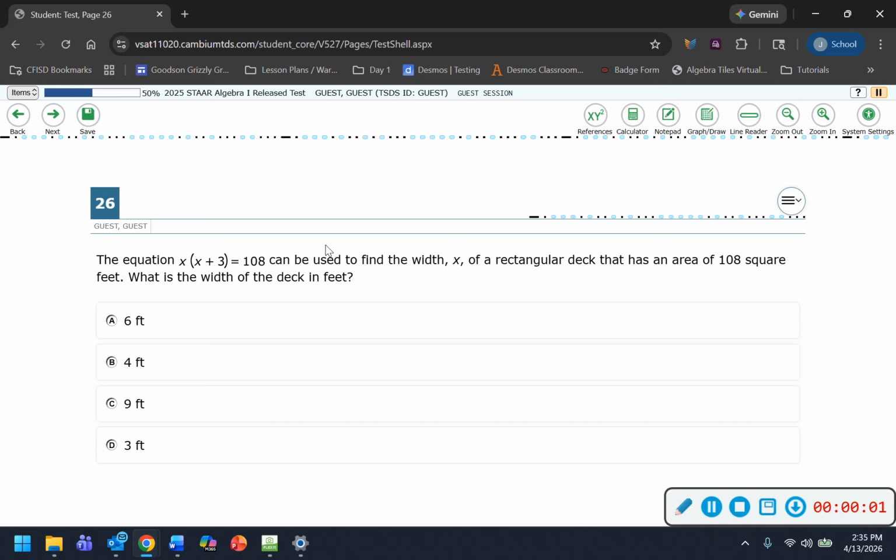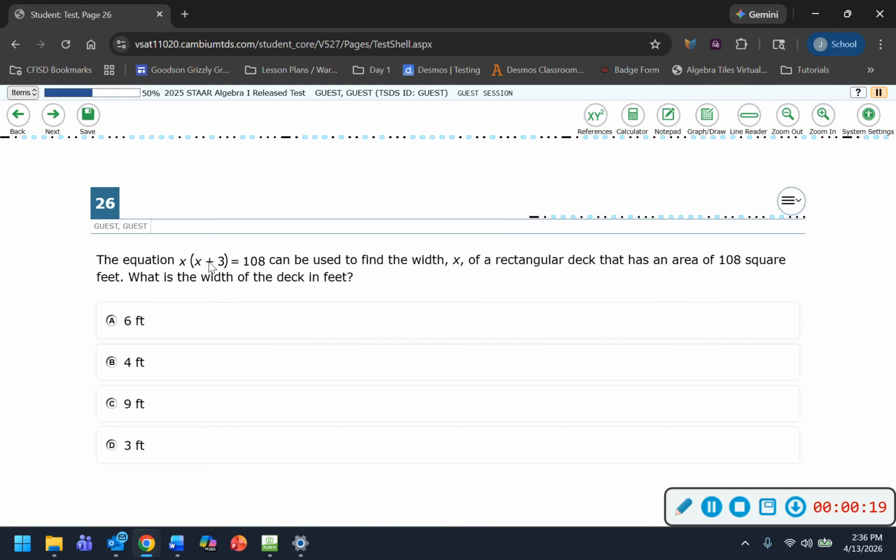Okay, so this one, we're looking to solve this. This is actually a quadratic in disguise. They've factored this side of the quadratic here, and we're trying to figure out what x value would satisfy this equation.